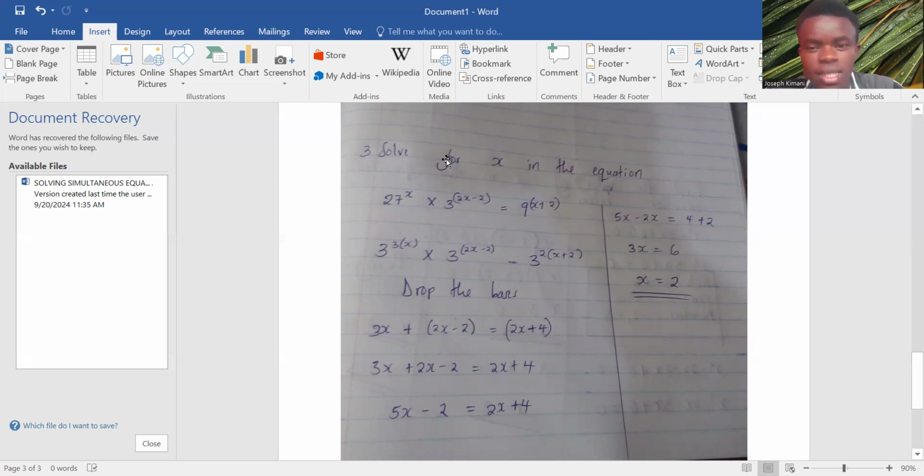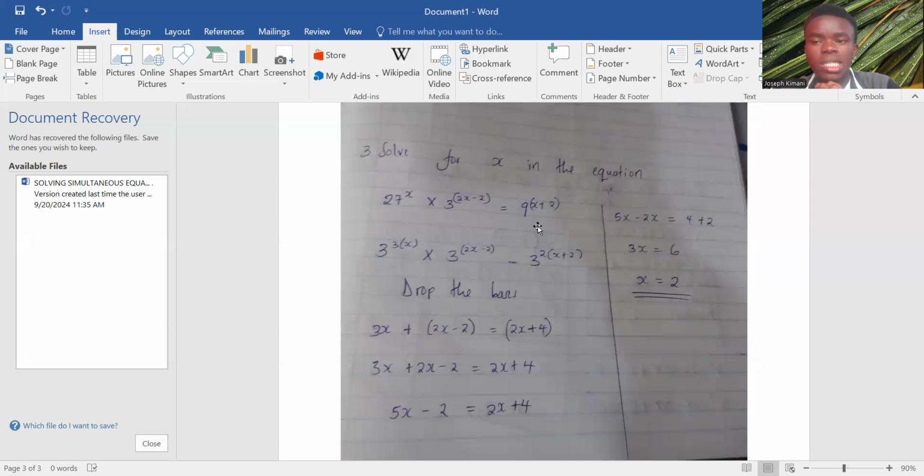It's saying solve for x in the equation. So we have our equation here. And now from our equation, as you can see here, we have 27 raised to power x times 3 raised to 2x minus 2 equals 9 raised to x plus 2. Now, I'm sure most of you have tackled indices. This was supposed to be a topic in Form 2. So probably you shouldn't be having a lot of issues.